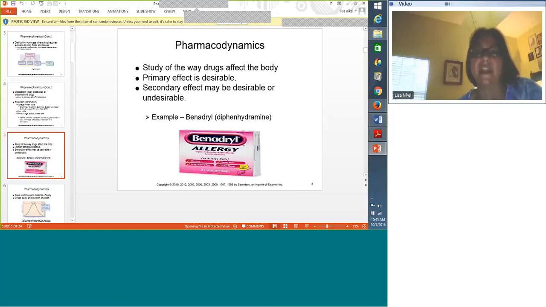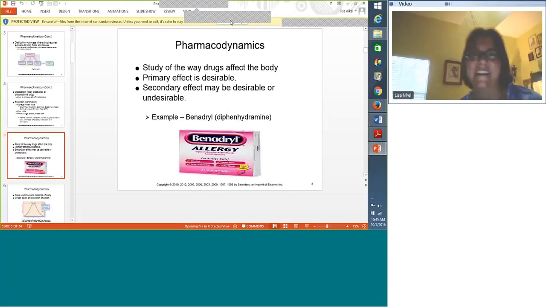Antihistamine. So antihistamine is its primary classification. The primary effect of an antihistamine, you see some of the things listed here. It's supposed to help with sneezing, itchy, watery eyes, runny nose, itchy throat. So this is good. We want it to help with all those symptoms. That's the primary effect. What's a secondary effect of Benadryl that you know of that may be desirable or undesirable?